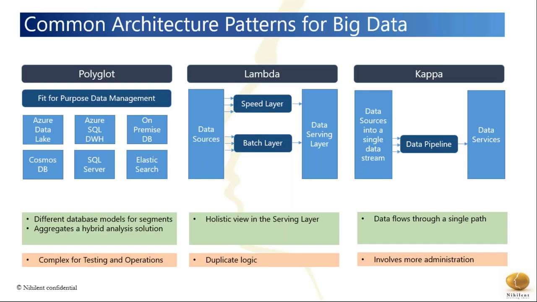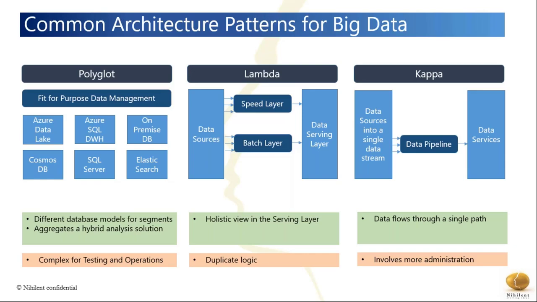Now, because of the revolution in IoT and social media applications giving you streaming data all the time, a lot of organizations are going to need this speed layer as well, where streaming data is coming in continuously. So how do you give a holistic view of the analytics to your end users? How do you give a combined view of the analytics? And that's where Lambda came into the picture, right?